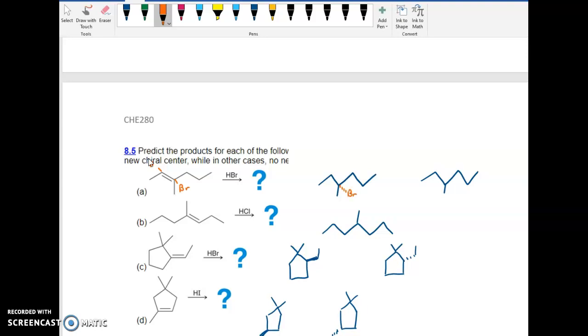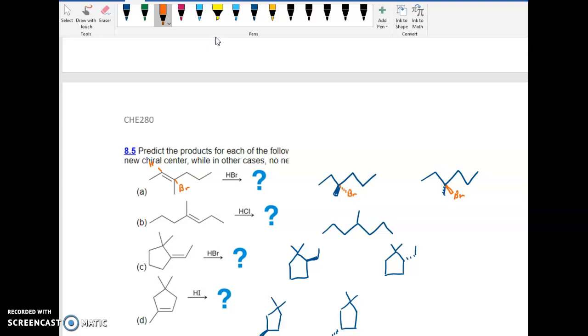one where the bromine is behind, and let me make this more of a wedge, and then we'll get one where the bromine is on the wedge. So we'll get both forms in basically equal amounts.